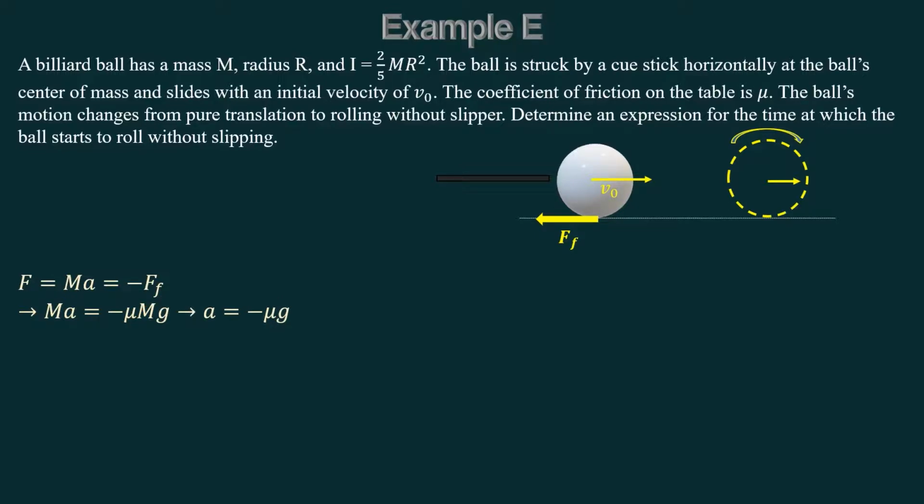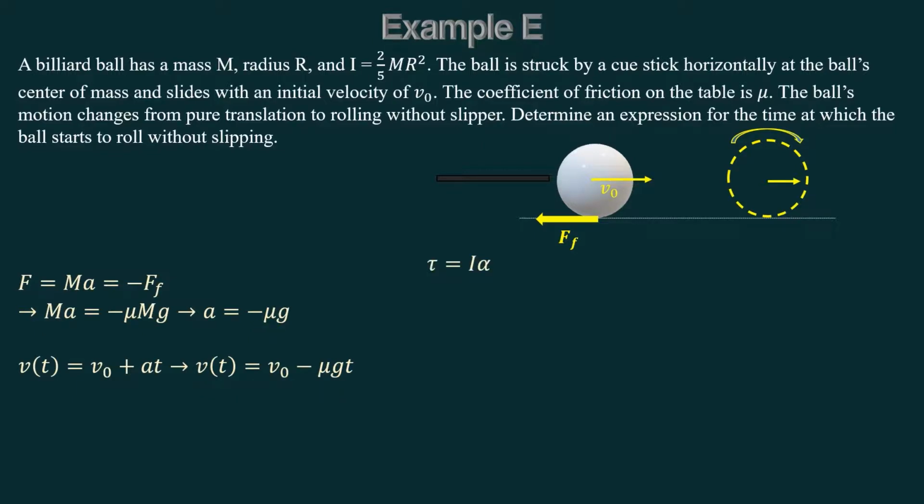Now what can we do with this to find time? A lot of times when we're trying to find time, you want to use kinematics. So velocity equals initial velocity plus acceleration times time. The initial velocity is given as v sub 0. The acceleration is negative mu g. So that's the expression for the velocity as a function of time. Now we're going to go over to torque and find omega as a function of time.